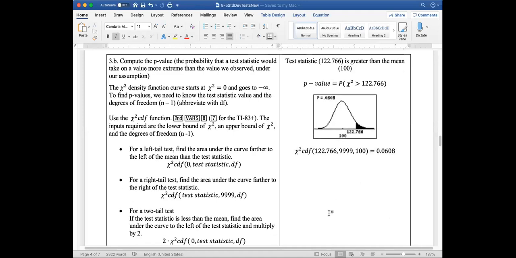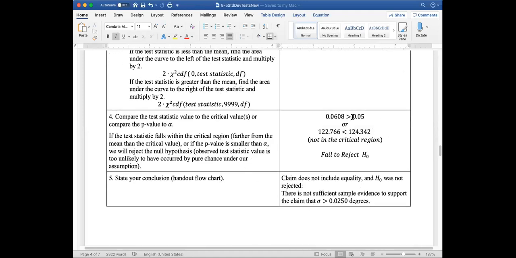This is in our step 4. The p-value was bigger than alpha, so we would fail to reject. And the test statistic was not in the critical region on the right, therefore we failed to reject. And then we would go to the flow chart in the formulas and tables handout. It was not rejected, and the claim was right tail, so there's not sufficient sample evidence to support the claim that sigma is greater than 0.0250 degrees, repeating the claim in the statement of conclusion.